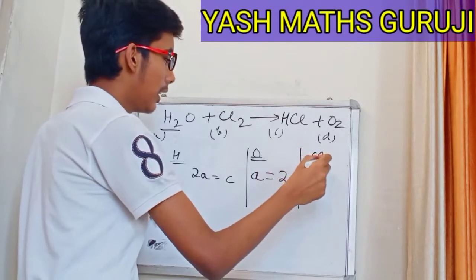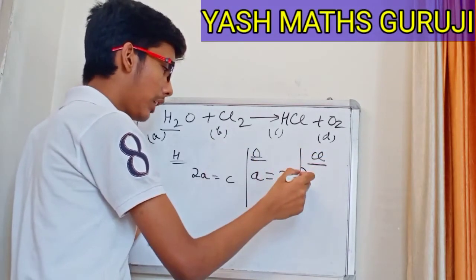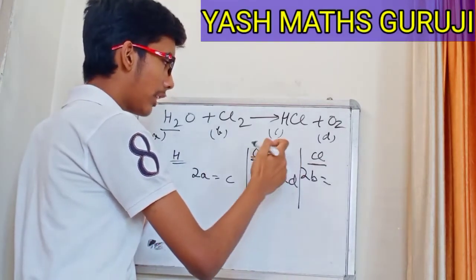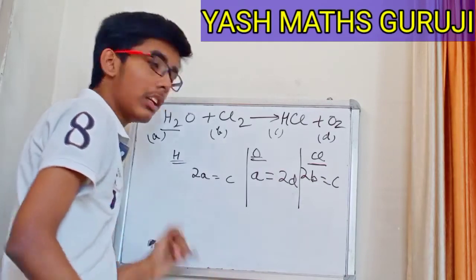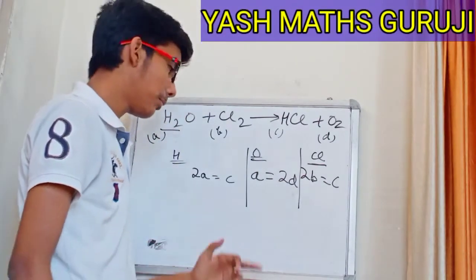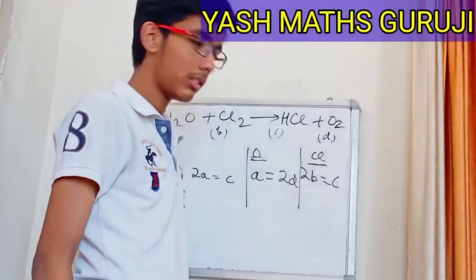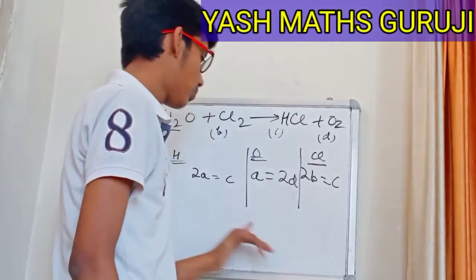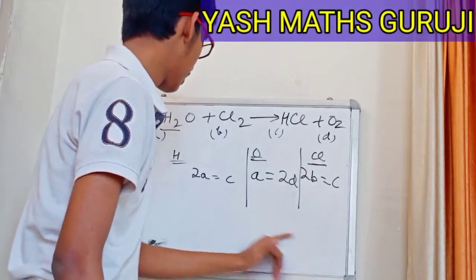On the right for C, how many chlorine are there? 2. For 2B, how many chlorine are there? 1. So C. Okay. Now we have to assume any of this A, B, C as 1 so that it can help us to solve the following and take our result.